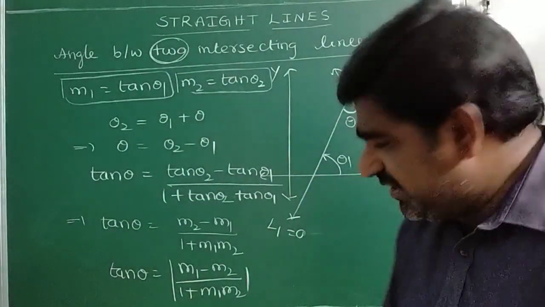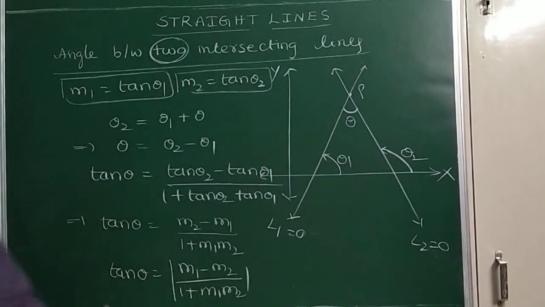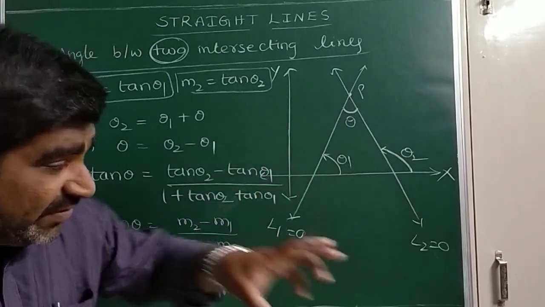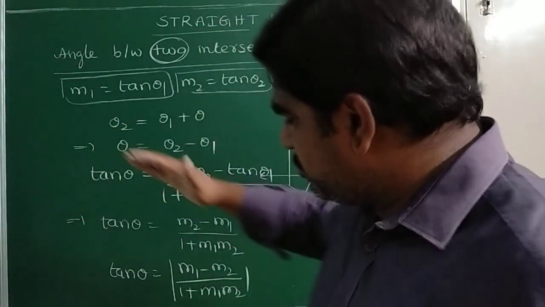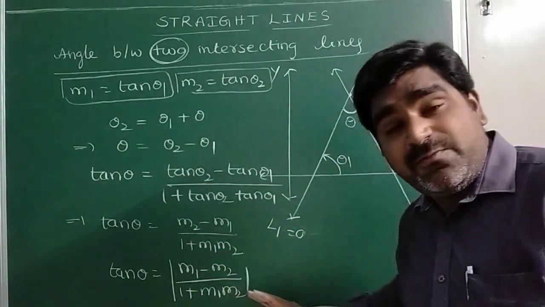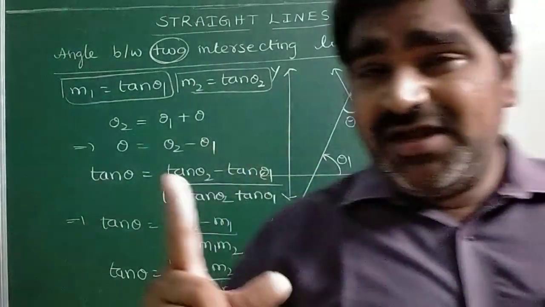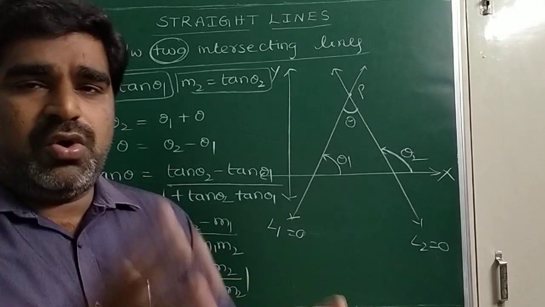Sir, why do you take the modulus symbol, sir? Let me explain. Up to here, noted. So this is the formula to find out the angle between the two straight lines when the slopes are given. What is the formula? Tan theta is equals to modulus of m1 minus m2 by 1 plus m1 m2. This is the formula to find out the angle between the two straight lines when the slopes are known.